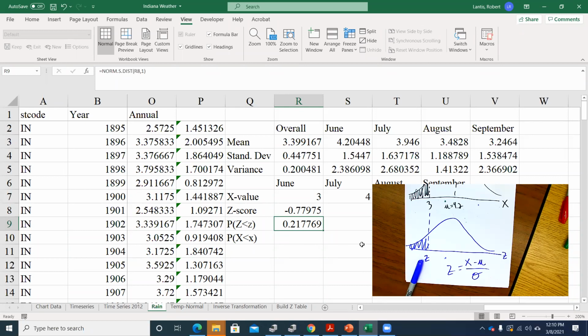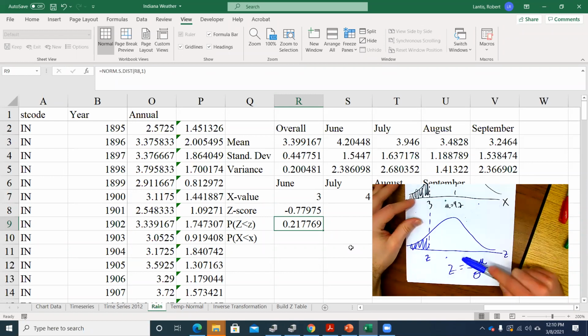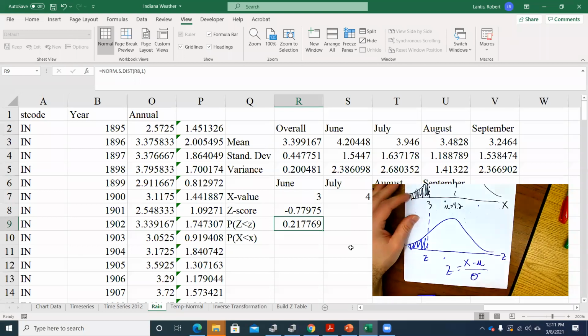Any questions on that? Okay with that? So basically this is what we're doing by hand. We just found this blue area here. But what if, instead, I always have to make this conversion to the z-scores? I have to convert my x value to a z-score.